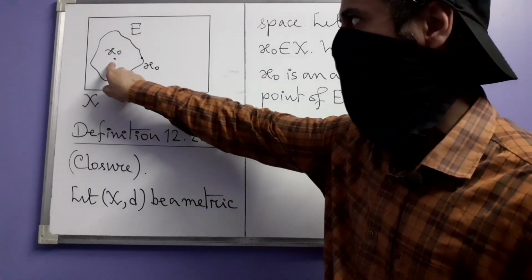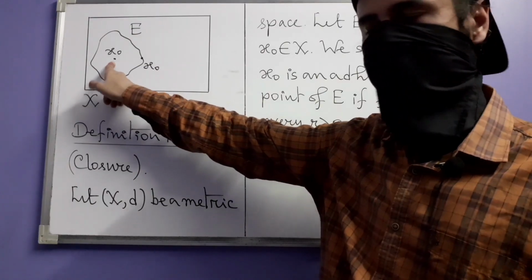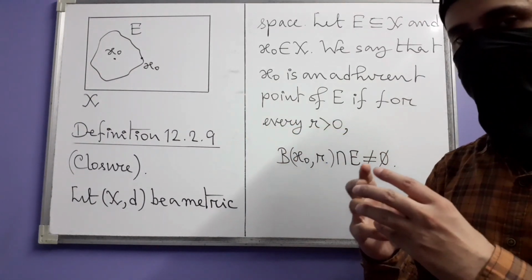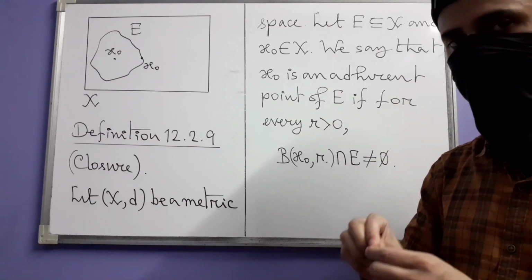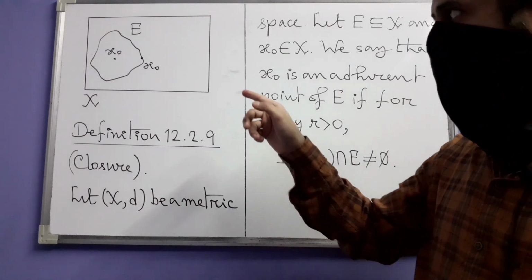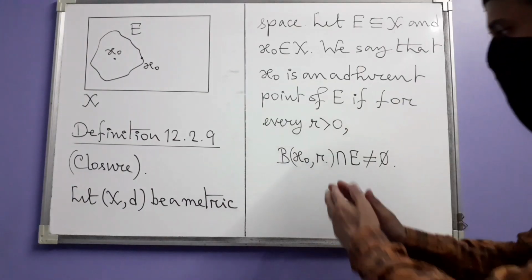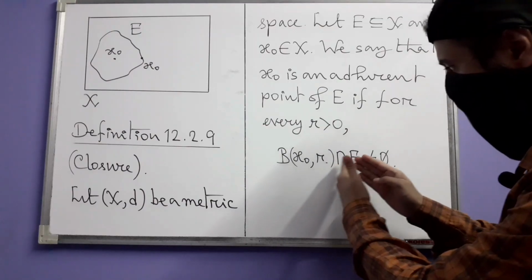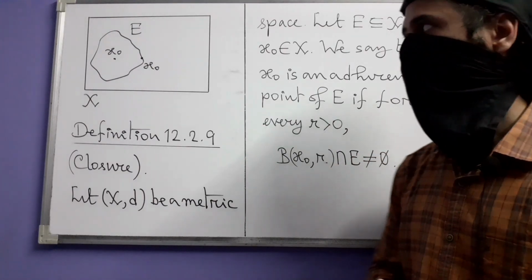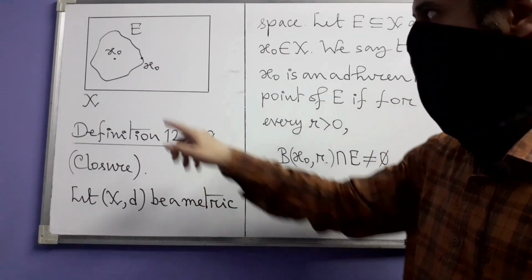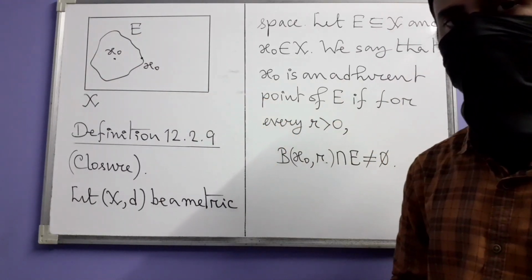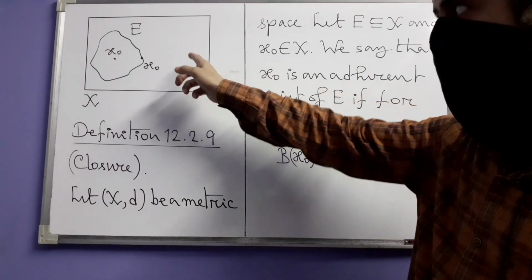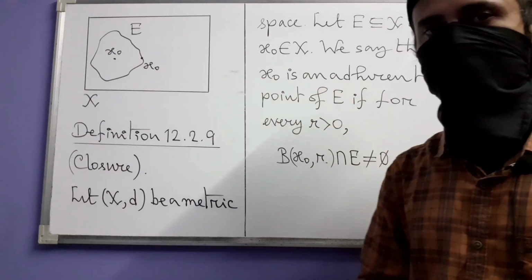So x0 can be like this, because then x0 is inside E. So any ball you can think of whose center is x0 at least has x0. So x0 being a point of E satisfies this condition, that x0 is already inside the ball and x0 is also in E. But at the same time we can also think of x0 in this situation. Here also all balls centered at x0 must contain something from E.